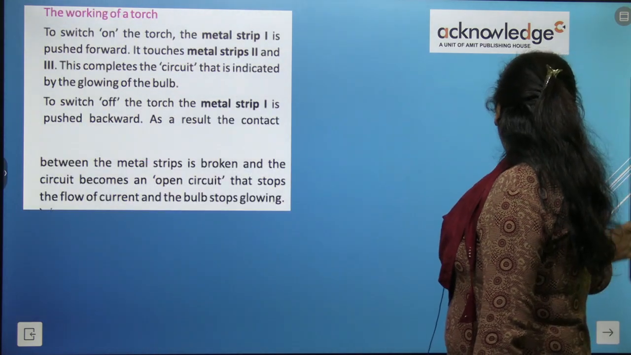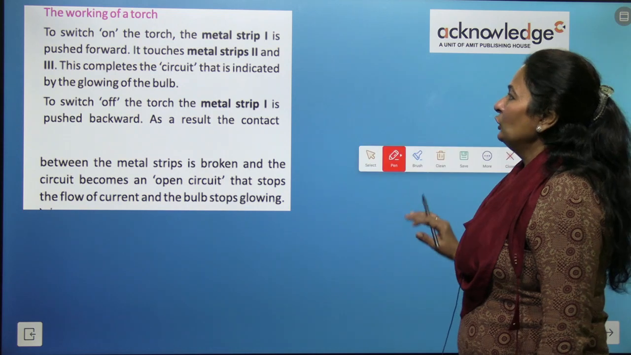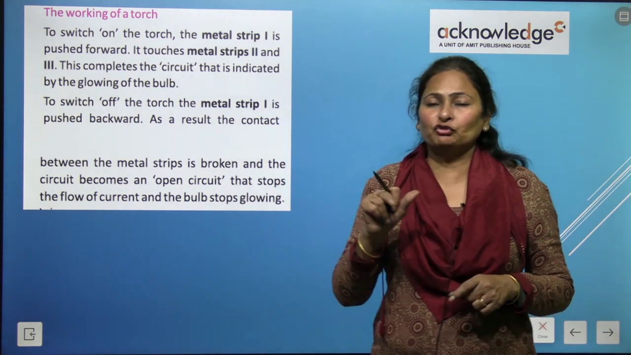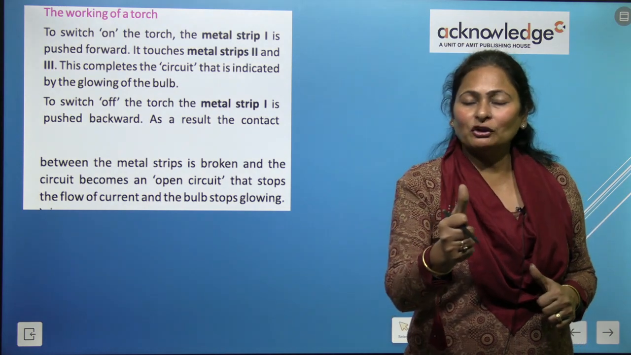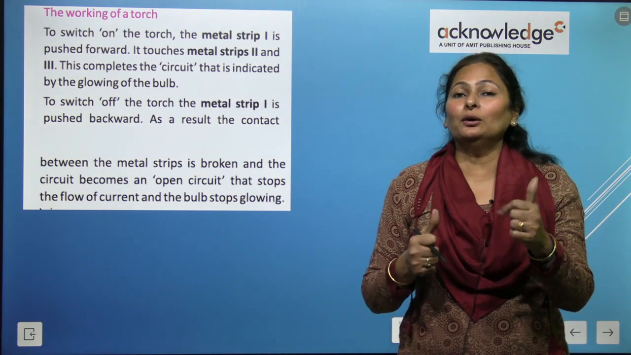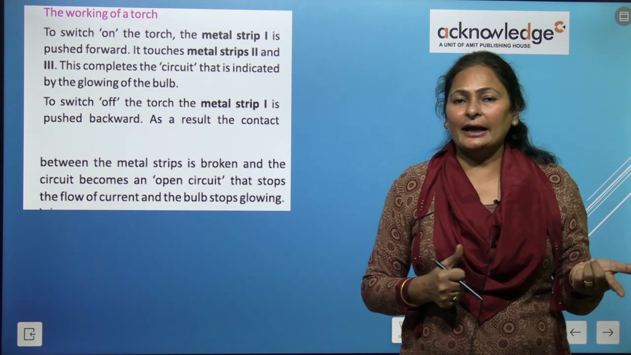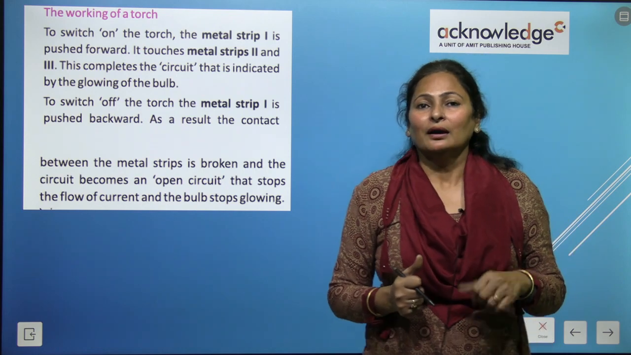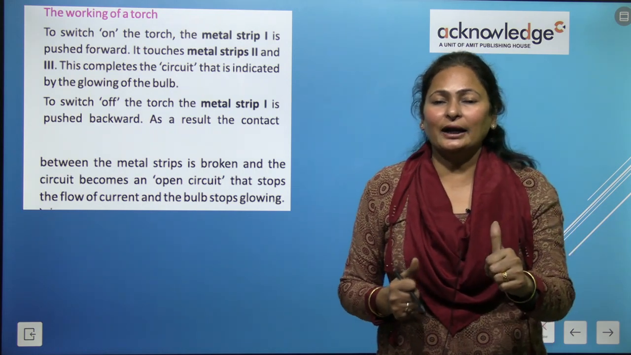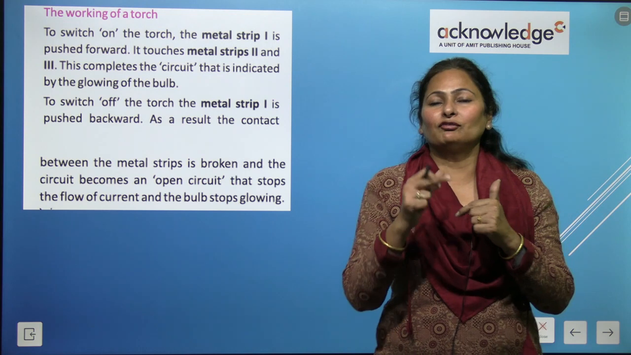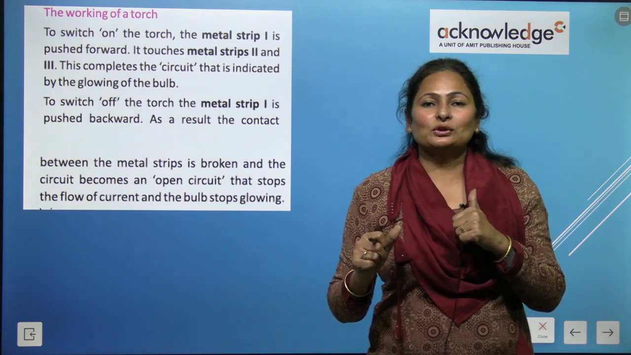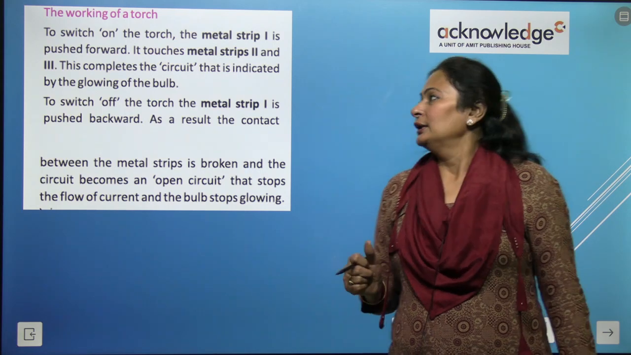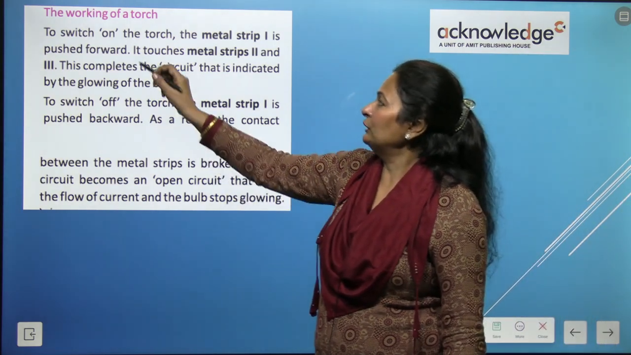The working of a torch now. How it works. To switch on the torch, the metal strip 1 is pushed forward. When you switch it on, it is pushed forward. It is a slide button. You all know what a push button and a slide button are. Push button, you just tick tock, tick tock. Slide button, you just push it and it goes in the forward direction. And when you want to switch it off, just slide it backward. So this is the slide button or switch of the torch.